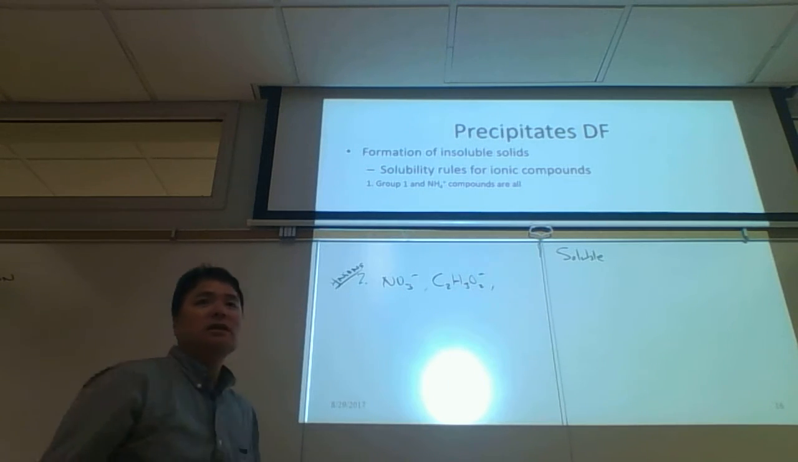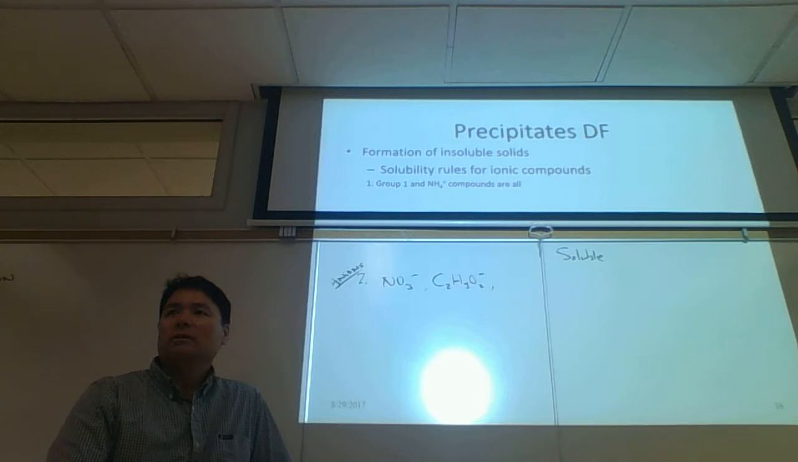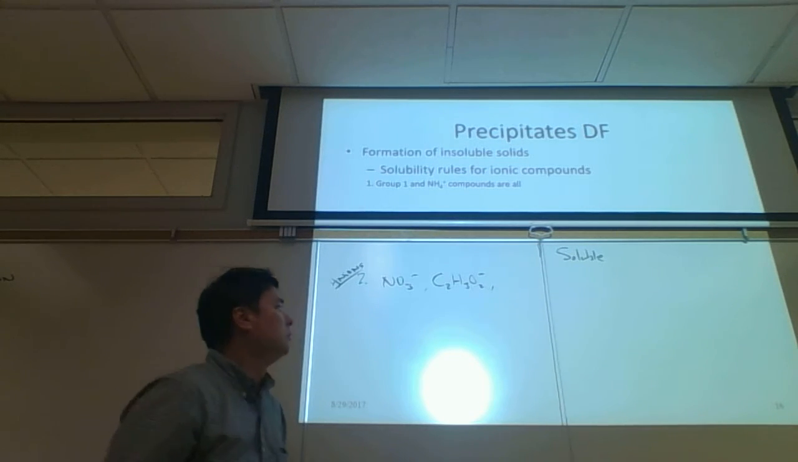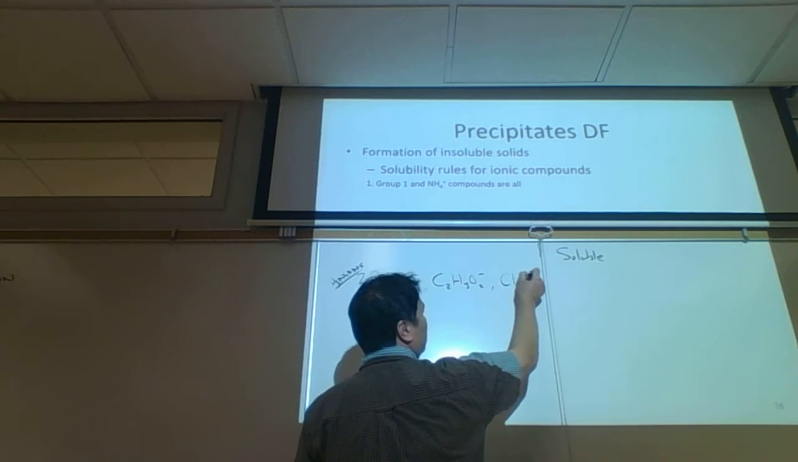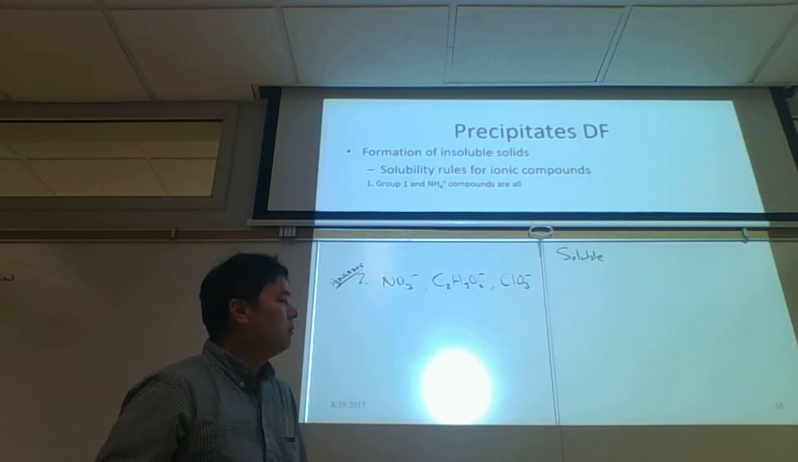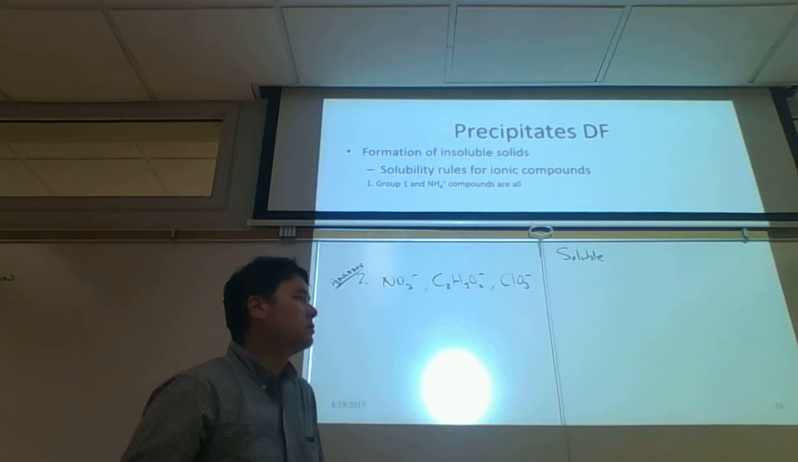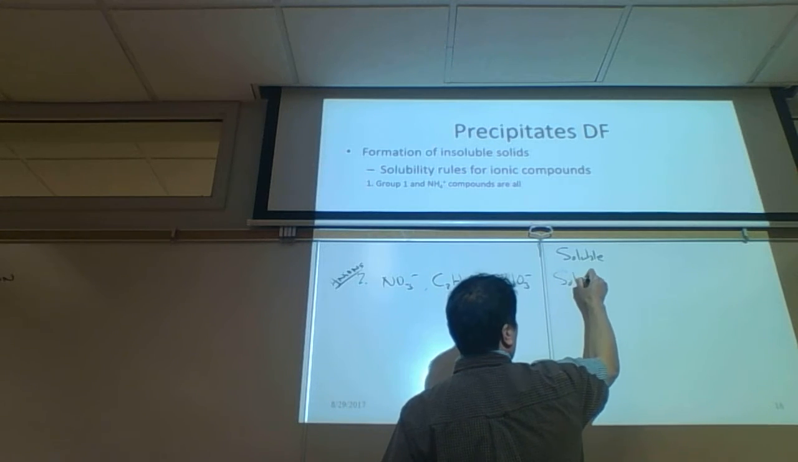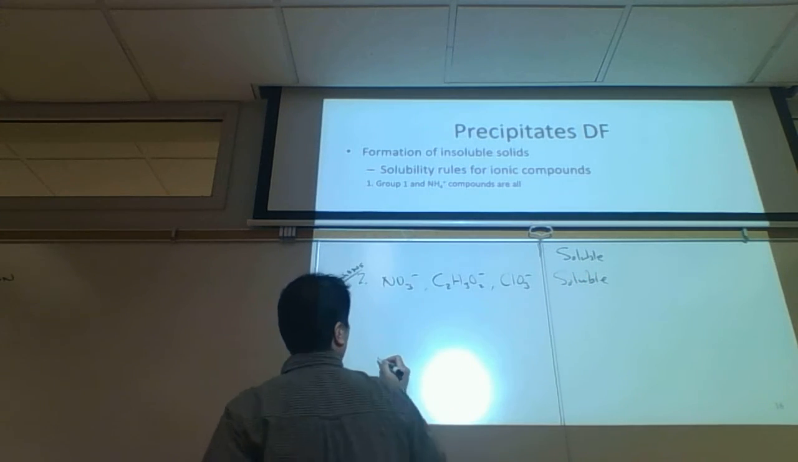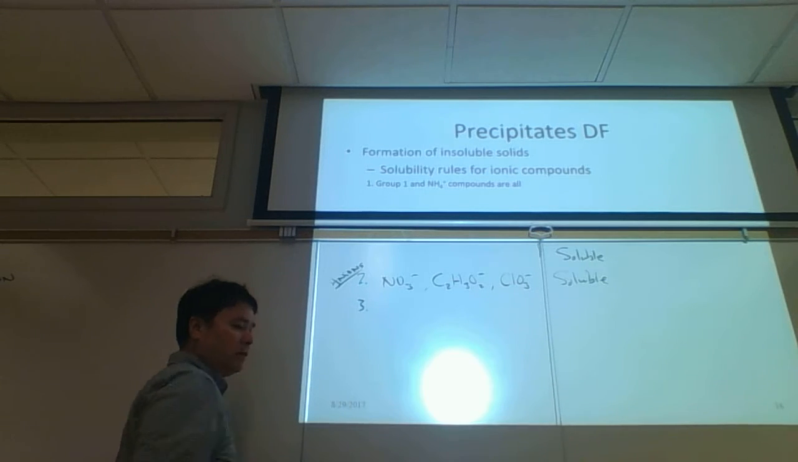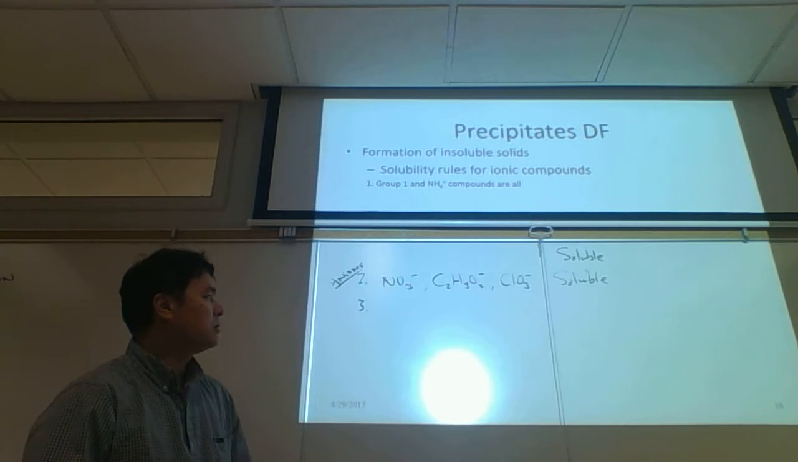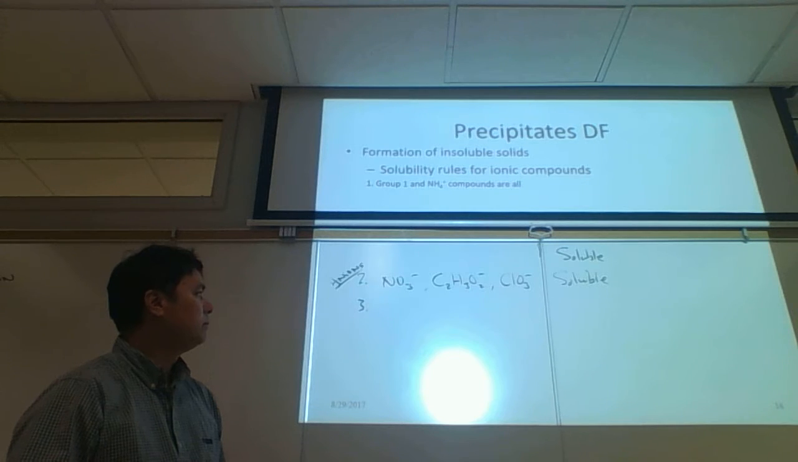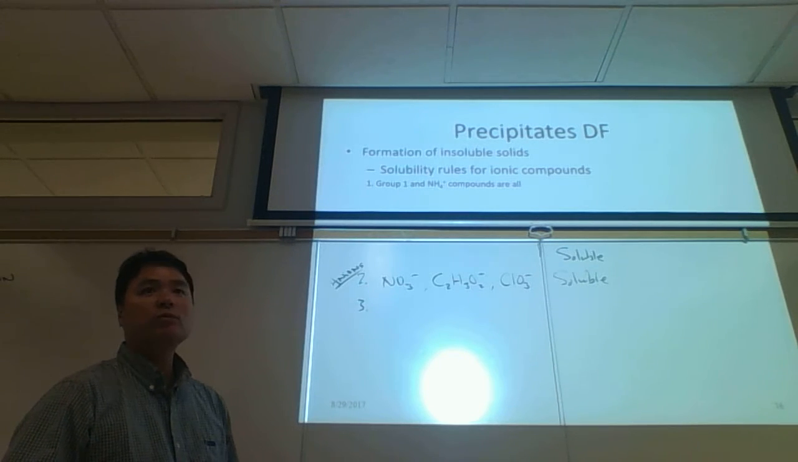We look at the nitrates, acetates, and the chlorates. What's the formula for the chlorates? ClO3 minus. Nitrates and chlorates and acetates are all soluble, no matter what the cation is. So you could have lead, mercury, whatever. There are some exceptions, like mercury 1 nitrate's not so soluble, but we aren't going to worry about it too much. If it's not one of those, what do we look at next?